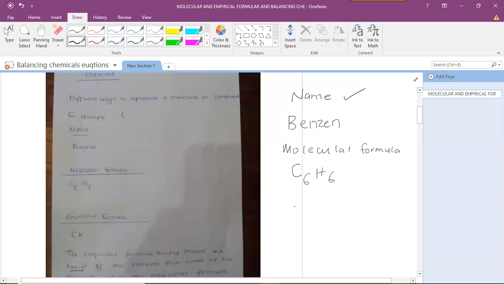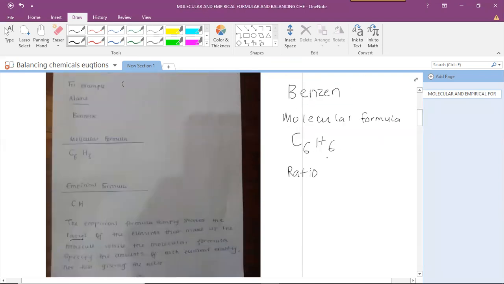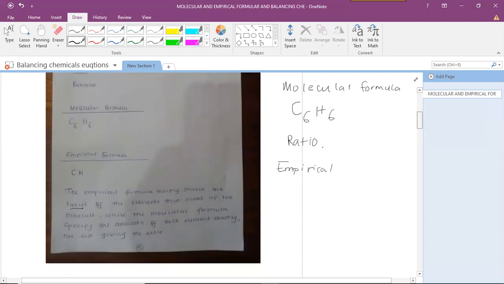But what if we want to know the ratio? Like, in this compound, what is the ratio of carbon to hydrogen? To know the ratio of carbon to hydrogen, we use something known as the empirical formula. The empirical formula just gives you the lowest whole number ratio. For every carbon atom, how many atoms of hydrogen do we have in this molecule of benzene? That's what the empirical formula does. But the molecular formula tells you the actual number.